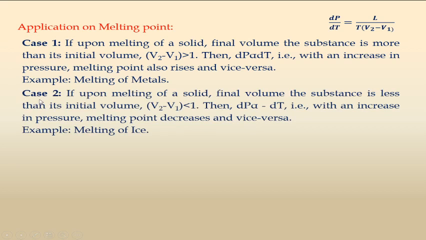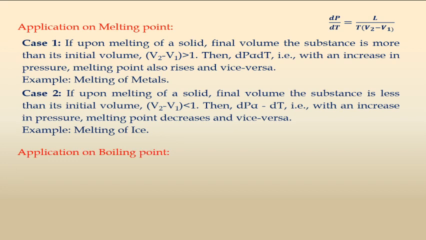Now let us take the second case. If upon melting of a solid, the final volume of the substance is less than its initial volume, V2 is smaller, V1 is larger, so V2 minus V1 will be negative. In that case, dP is proportional to minus dt, because V2 minus V1 is a negative value. Their proportionality is in the opposite direction. So with an increase in the pressure, melting point decreases, or if you decrease the pressure, melting point increases. Melting of ice will follow this kind of property.